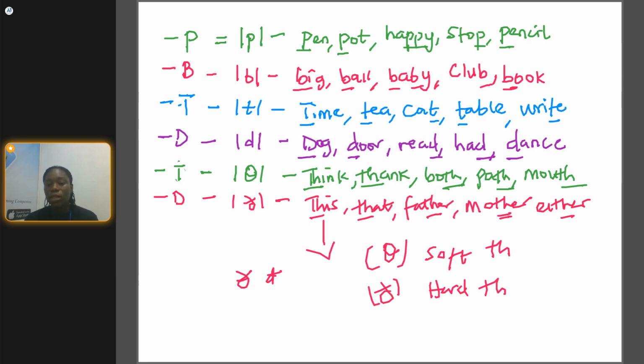Letter T giving us the th sound, giving us words like think, thank, both, path, and mouth. And letter D giving us the th sound, giving us words like this, that, father, mother, either. All right. So these are what we've done so far today.